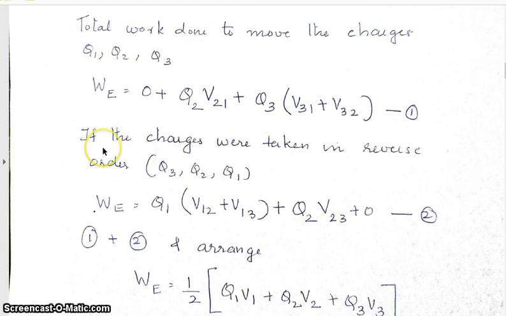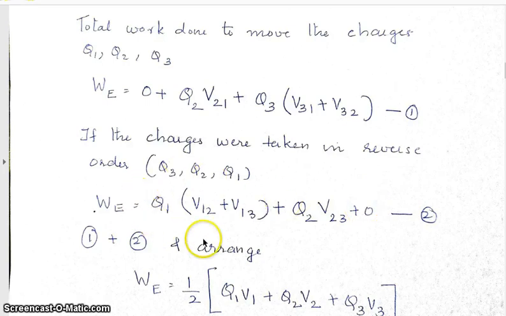Now assume that the charges are taken in the reverse order, that means first you move Q3, then Q2, then Q1. When you move Q3, initially there is no charge in that region, so no work has to be done. So here it is 0. Then second you move Q2, so the work done in moving Q2 to the region where Q3 is present is Q2 into V23, where V23 is the potential difference experienced by Q2 due to Q3.